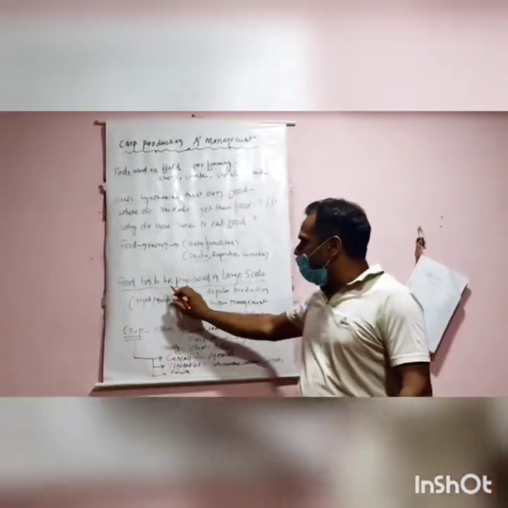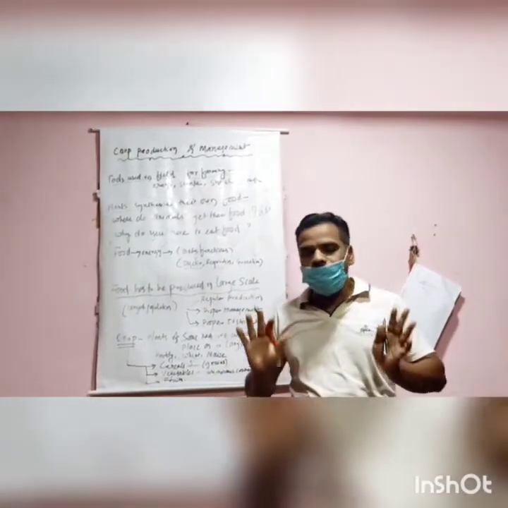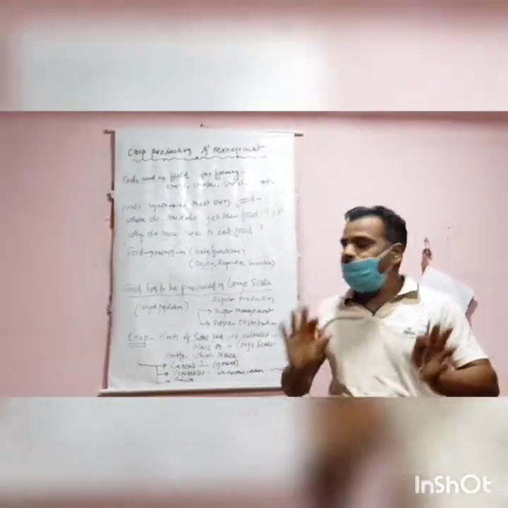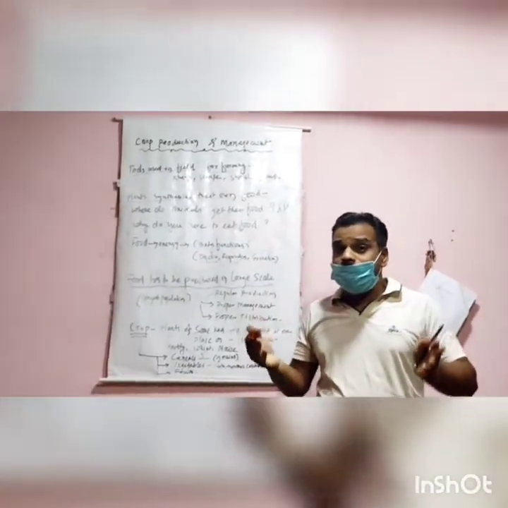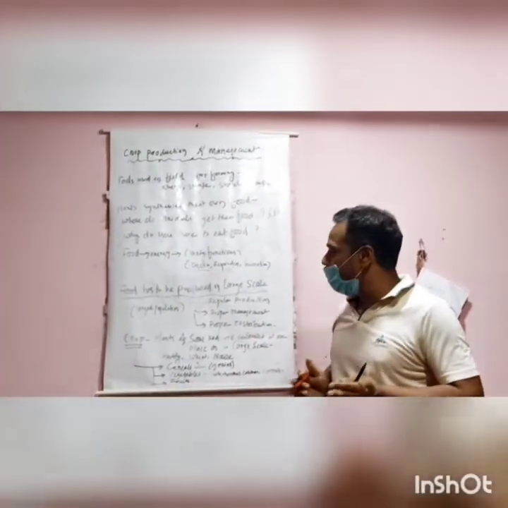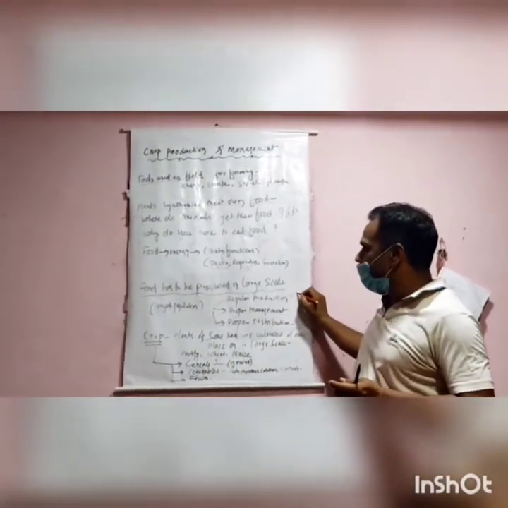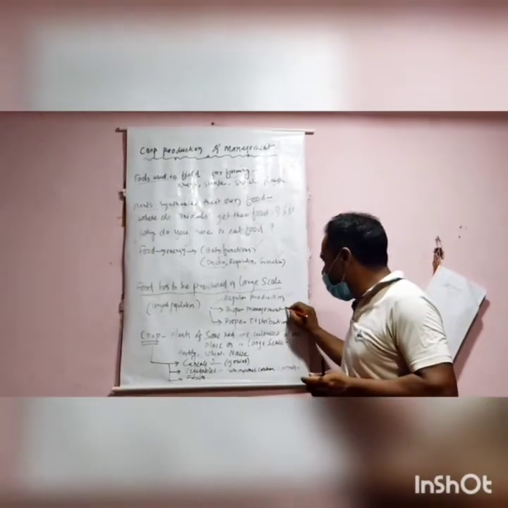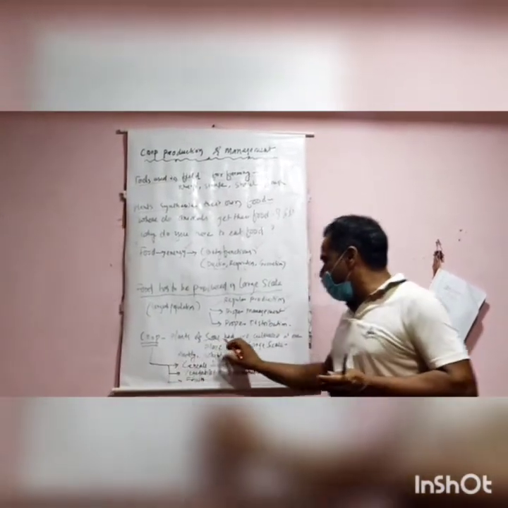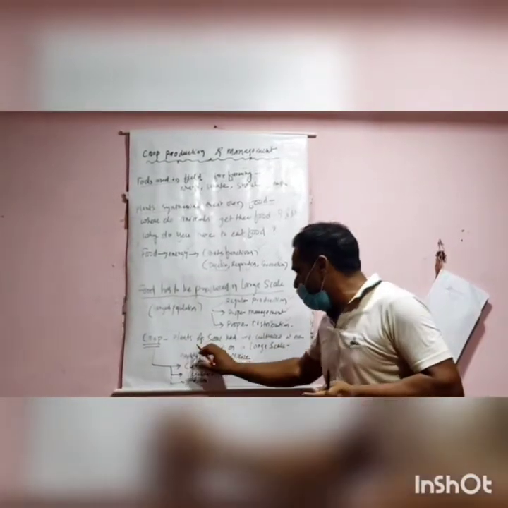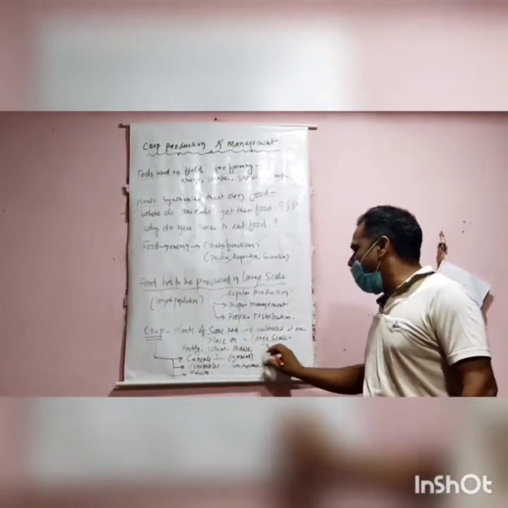Food has to be produced on a large scale, at high levels, because our country has the second largest population in the world. So this requires regular production of crops, proper management and proper distribution. Plants of the same kind are cultivated at one place on a large scale.